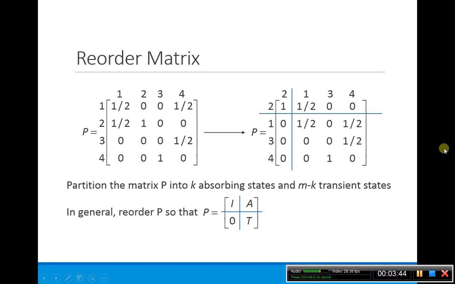In general, the way that we want to think about reordering this is so that we have an identity matrix for our absorbing states, and then we have zeros next to that identity. We have other parts of the matrix that are labeled A and T. In this case, this would be our identity, this would be our zeros, this would be our A, and this matrix down here is our T.